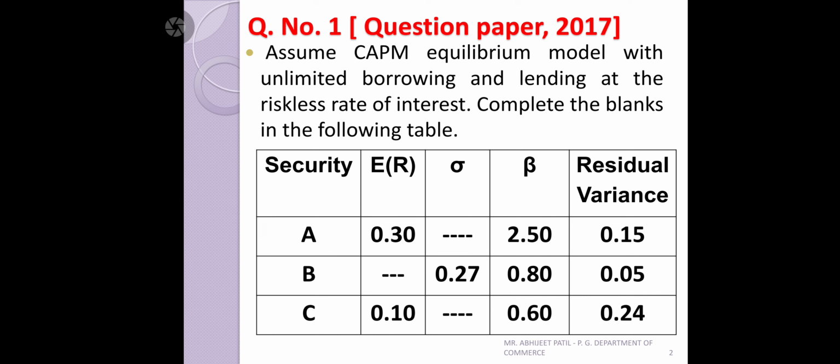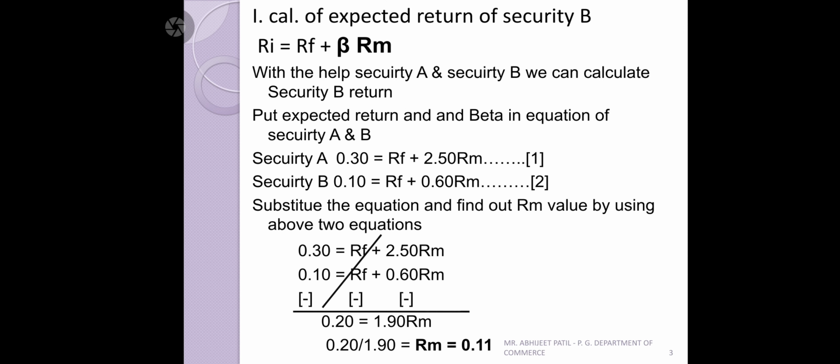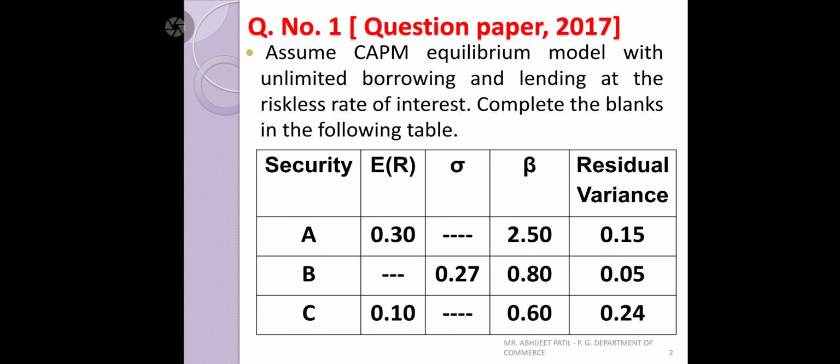When a complete-the-blanks question comes, you can use not the CAPM formula but the equation Ri is equal to Rf plus beta into Rm. That is the characteristic line equation, which you can use to find the missing information. We use this equation for the expected rate of return of security B. Here security A's return is given, security C's return is given, standard deviation is missing, beta is there, and residual variance is there. We want to find security B's return.